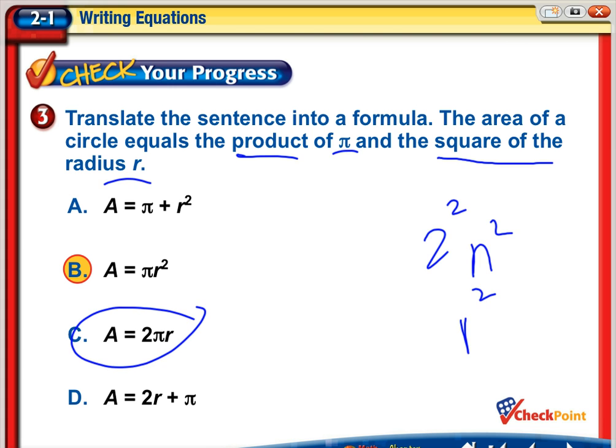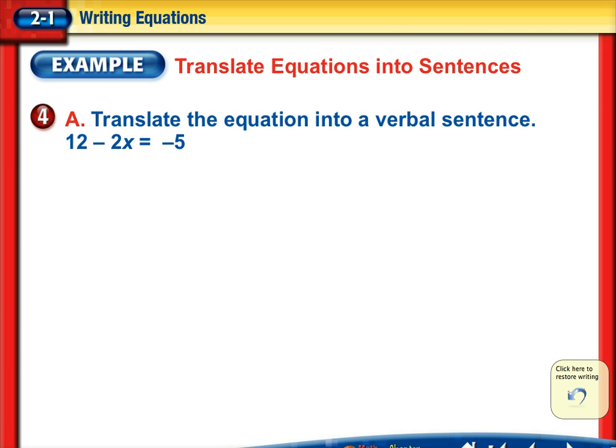Okay? Good. Moving on. Can you translate this? Meaning you verbalize it to me right now, please. Go ahead. Someone. I'm sick. I'm at home. You're going to call me and try to help me write this problem down. Can you help me with that? Just read it out loud. How would you say that over the phone to your friend? 12 minus 2 times x equals -5.